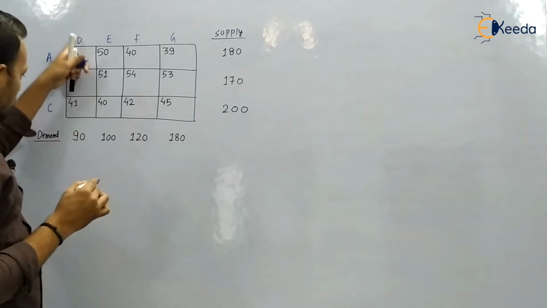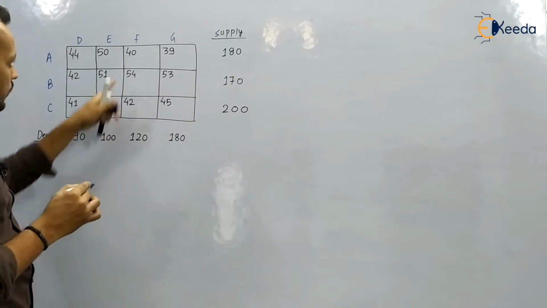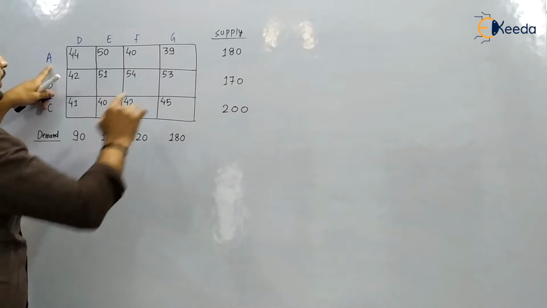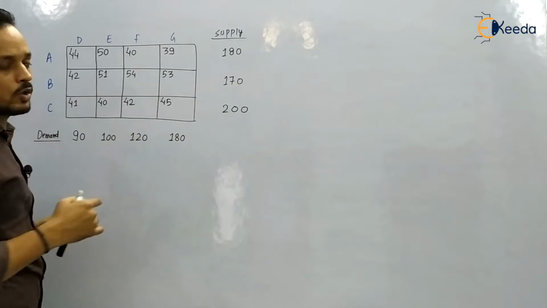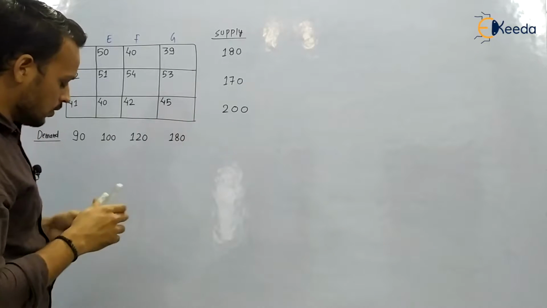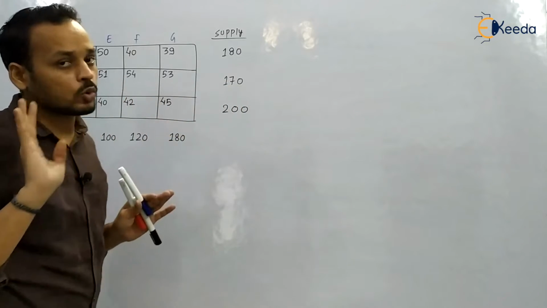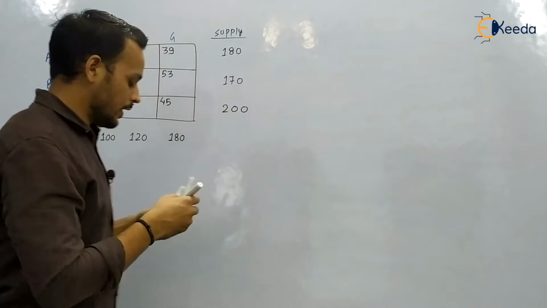The demand of each warehouse: for D it is 90, for E it is 100, for F it is 120 and for G it is 180. And the supply: A can supply 180 units, B can supply 170 units and C can supply 200 units. First we will check that the total demand must be equal to total supply, only then it is balanced.